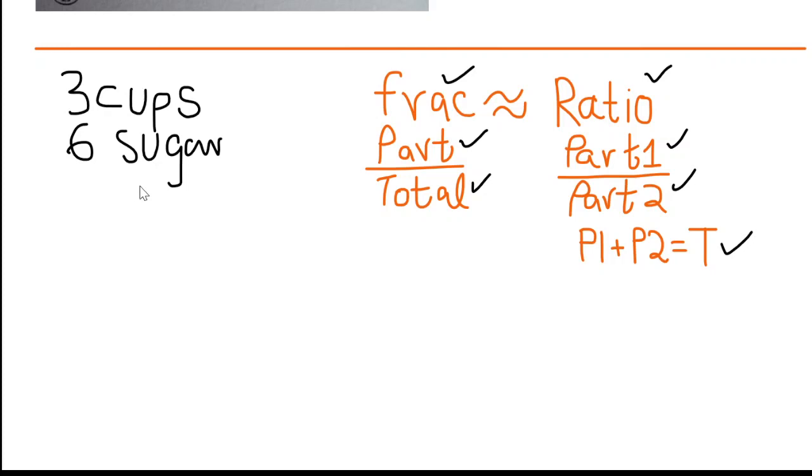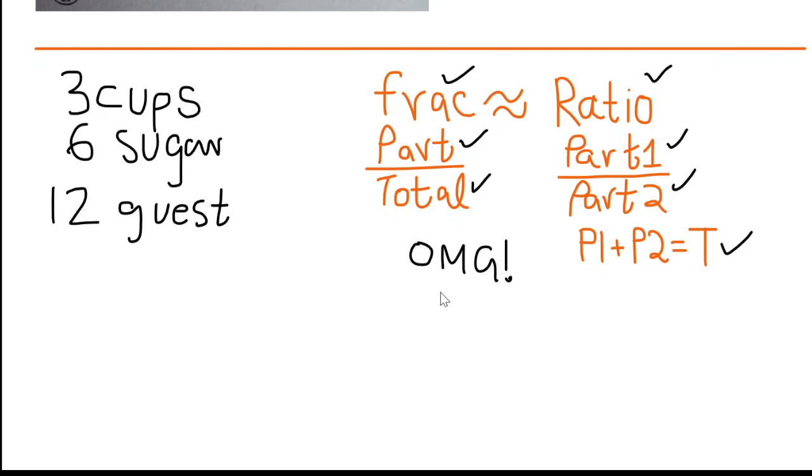But out of nowhere, let's say I got a promotion and I received 12 guests. Probably they are my friends or coworkers or whatnot, and I'm panicking. Let's say I have no experience in making tea for this many people, and I don't know what to do. So in these types of problems, the need for the concept of ratio was born, and therefore ratio came to the rescue.